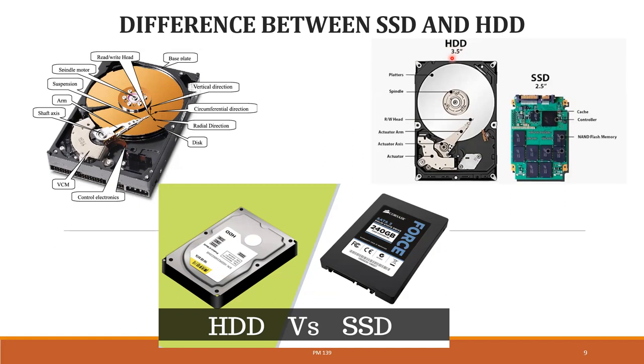The laptop HDD looks like this. We still have the disk over here, and we have this device, which is the actuator, trying to get information from the disk. So this is the mechanical part. This moves and reads data from the disk. That is how the HDD looks like. This is the one that goes into a laptop, and this one goes into a desktop.